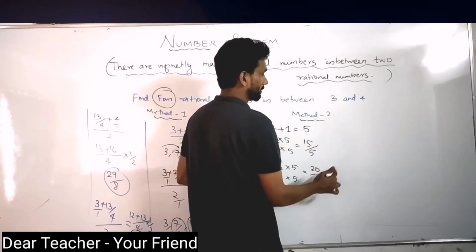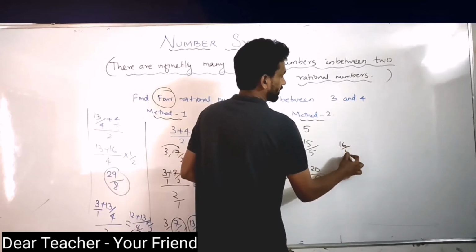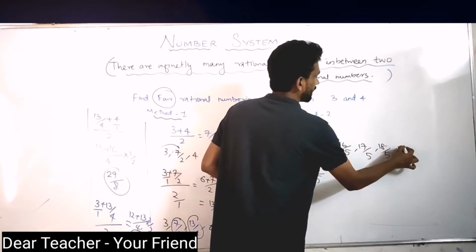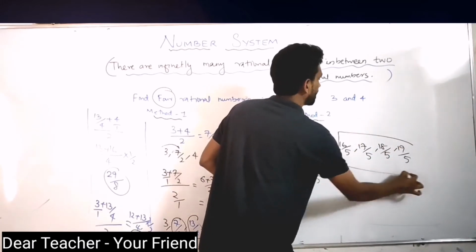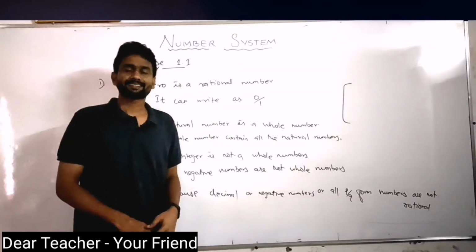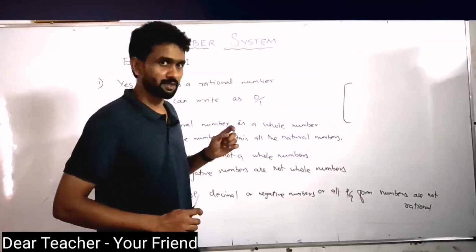How many numbers are in between that? 16 by 5, 17 by 5, 18 by 5 and 19 by 5. We have 4 rational numbers in between 4 and 3 and 4. Okay. Exercise number 1.1, question number 1.